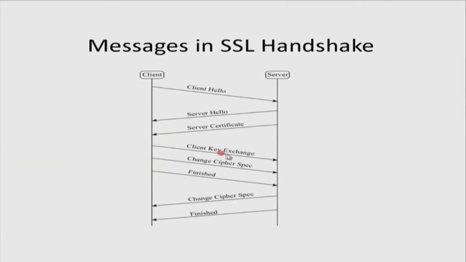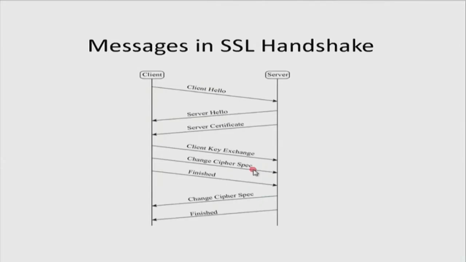So that pre-master secret is encrypted with the server's public key, which is contained in the server certificate, and that encrypted pre-master secret is sent to the server, which is decrypted on the server side, and from that pre-master secret you derive master secrets and 6 other secrets that I'm going to mention a little later.